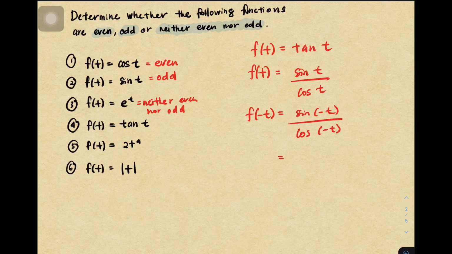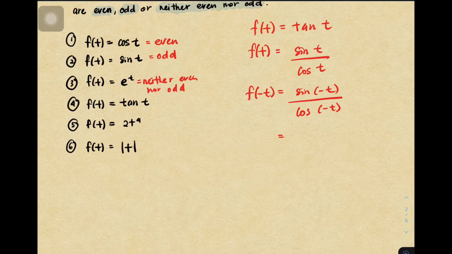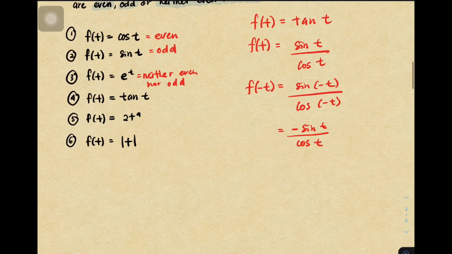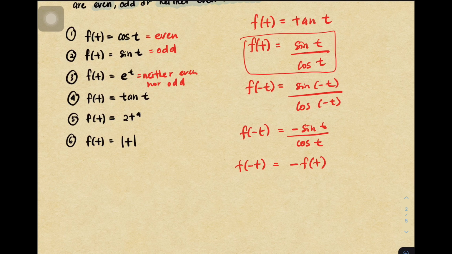By trigonometric identities, sin(-t) is equal to negative sin t, so you have negative sin t on the numerator. And cos(-t) is equal to cos t, therefore you have cos t in the denominator. So what you have as your f(-t) is negative sin t over cos t. It's not equal to your f(t), but it's equal to negative f(t). Because you have f(t) equal to sin t over cos t, so your negative f(t) would be negative sin t over cos t. So f(-t) is equal to negative f(t). Therefore, our function, the fourth function here, is odd.